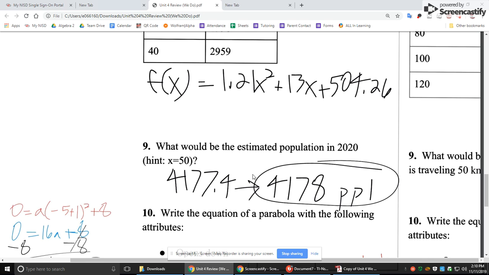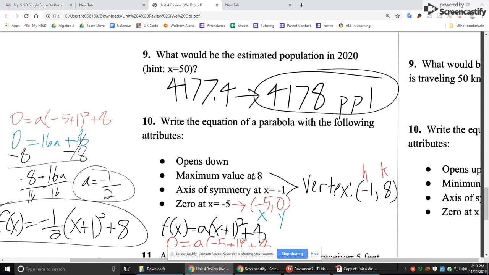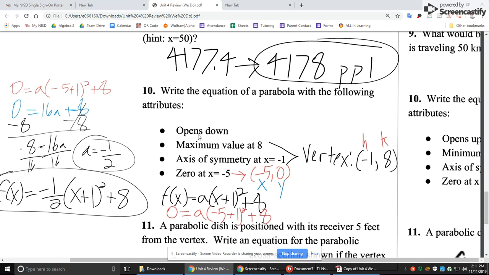So, number 10, write the equation of the parabola with the following attributes. It opens down, has a max value of 8, axis of symmetry is x equals -1 and the 0 is at x equals -5. So it gave me the max value 8 and the axis of symmetry. Those are part of the vertex. Max value is the y coordinate of the vertex. Axis of symmetry is the x coordinate of the vertex. So I wrote down my vertex is at -1, 8.